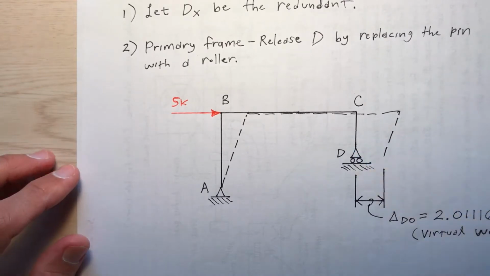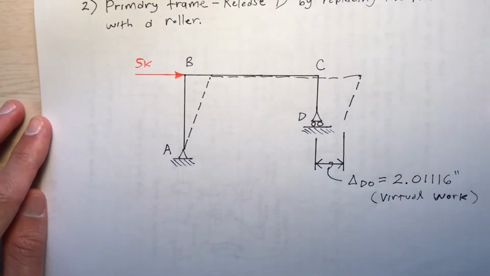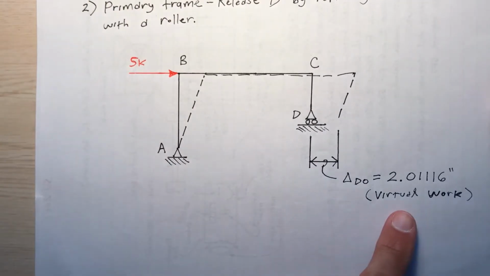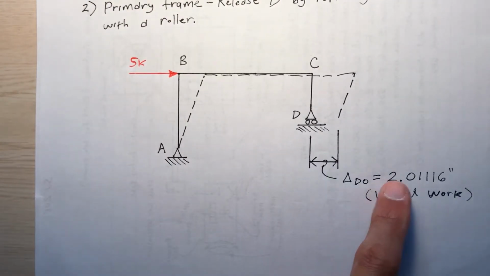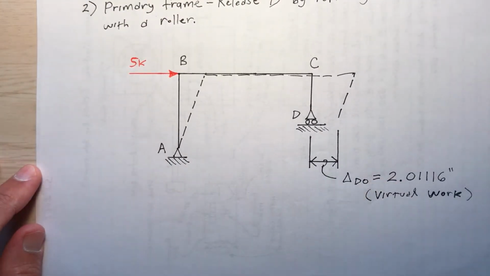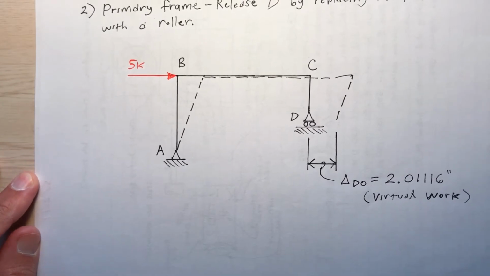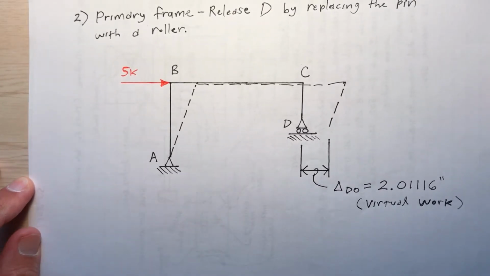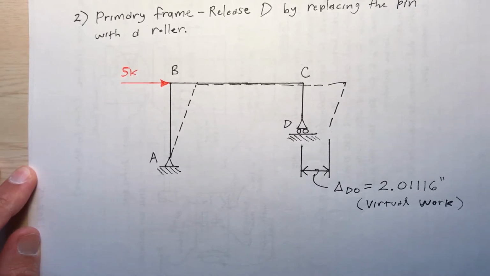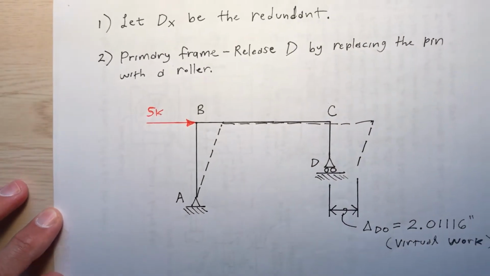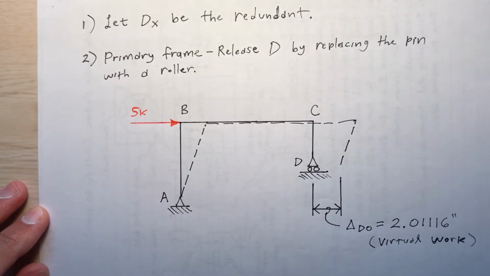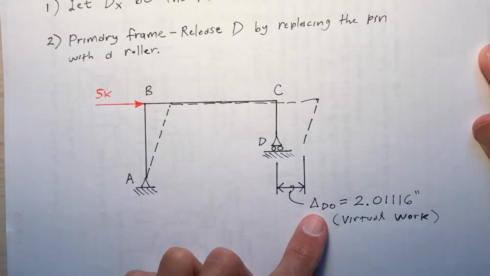D will be pushed to the right. By how much? Using the virtual work method, I determined that that deflection will be 2.01116 inches. So that is delta sub D sub 0. I find that using the virtual work method. Okay, so that's step 2. Release D by replacing the pin with a roller. I determine the resulting deflection.